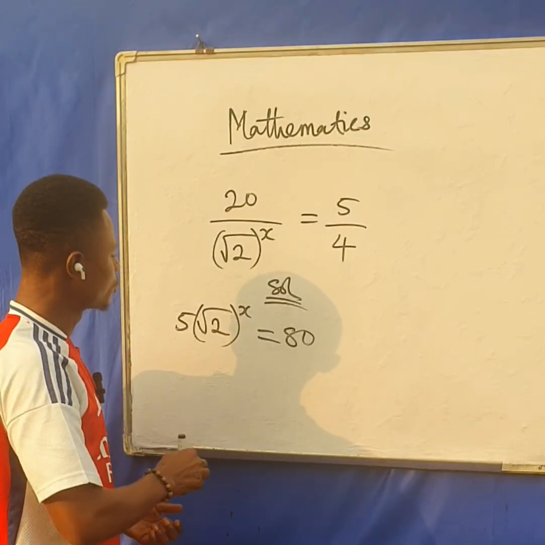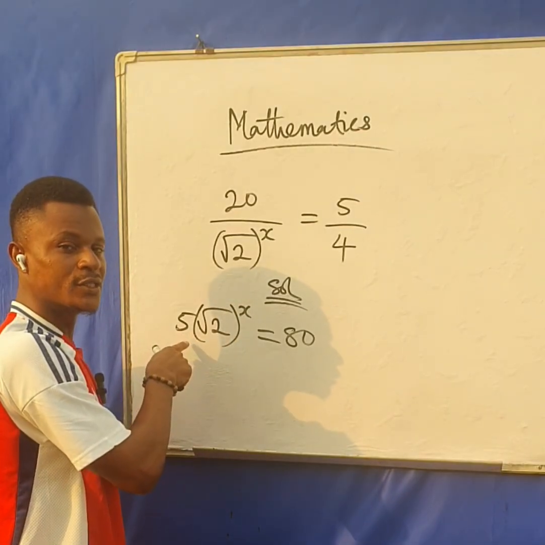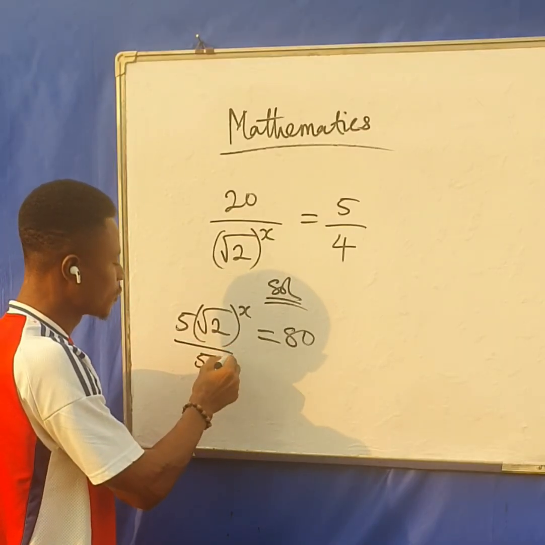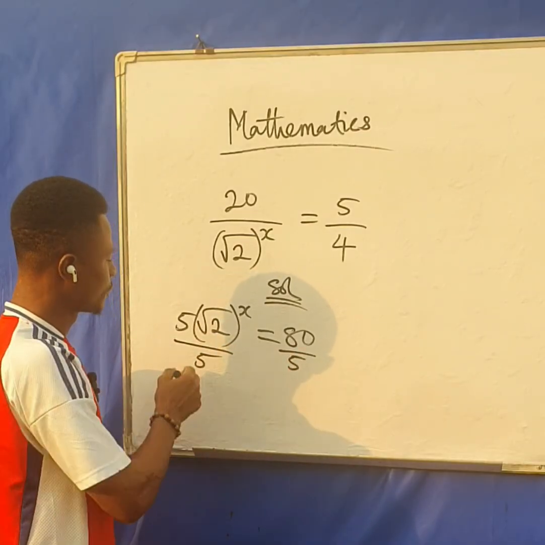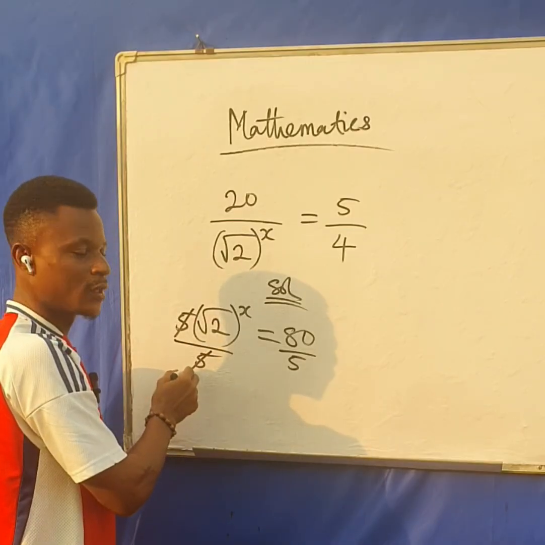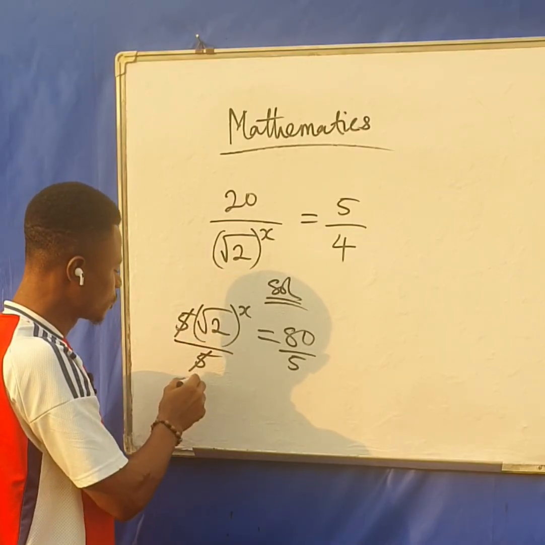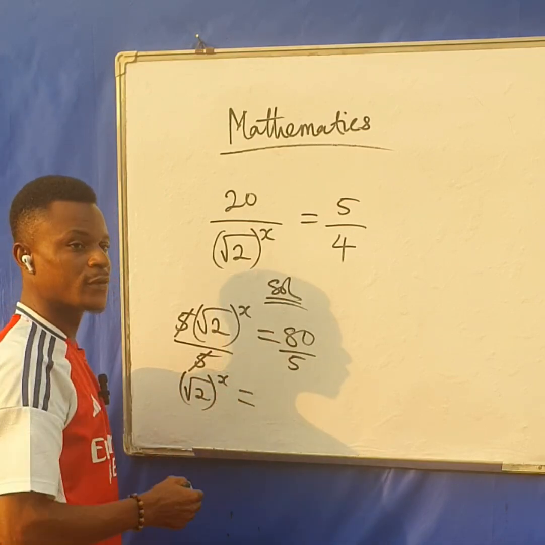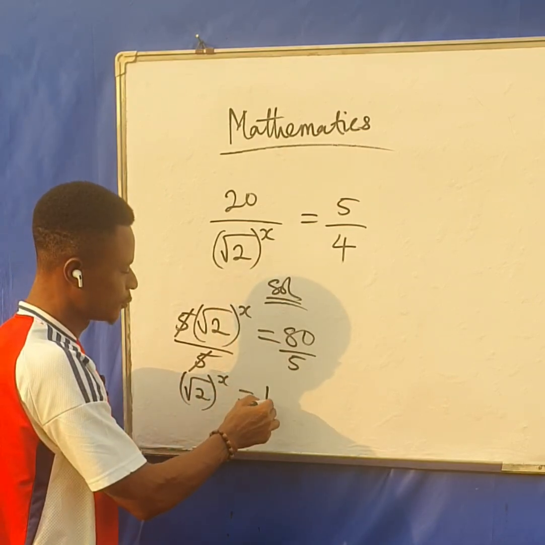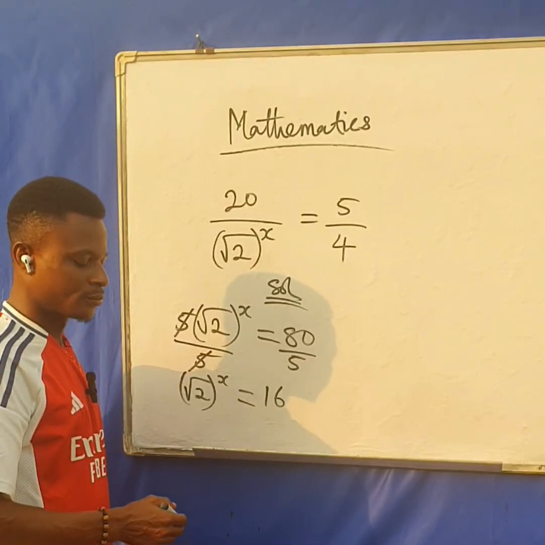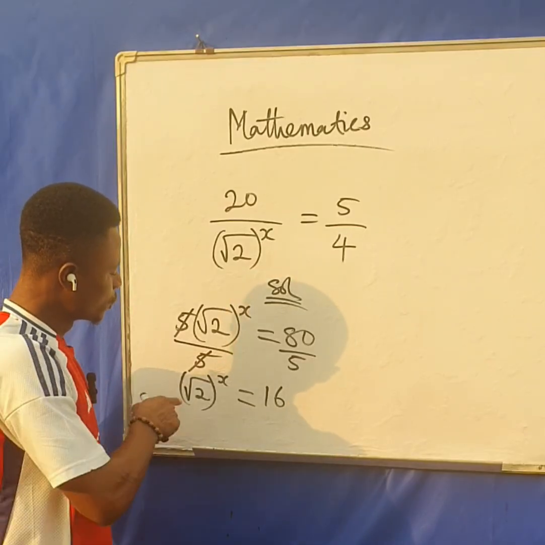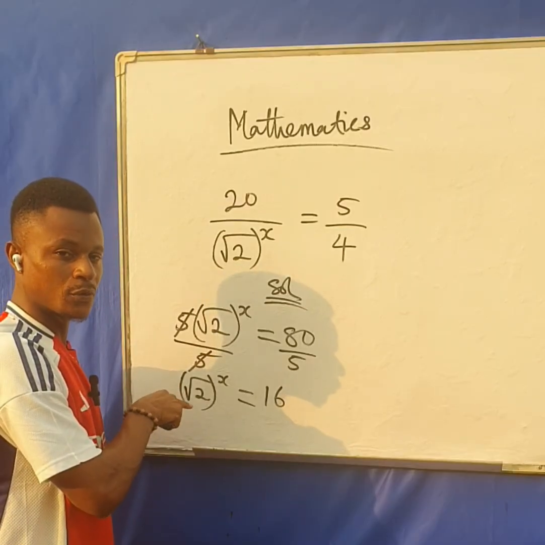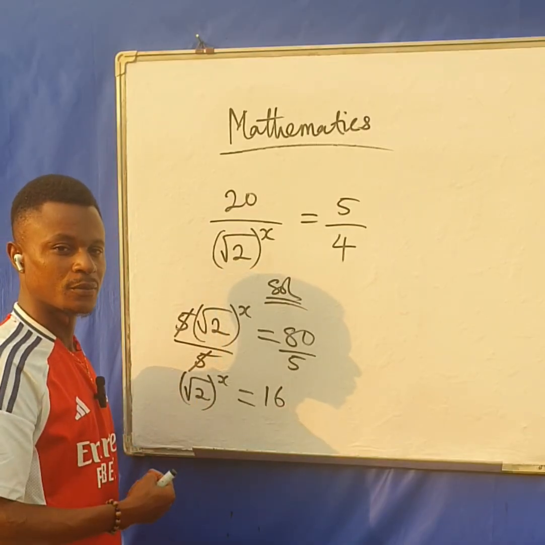The next thing to do is to get rid of this 5 here by dividing both sides by 5. So we're going to divide this by 5 and also divide this by 5. 5 here will cancel 5. And we have square root of 2 raised to the power of x equal to 80 divided by 5. That will give us 16. The next thing we are going to do is to remove this left-hand side of the equation from root form and then write it in exponential form.